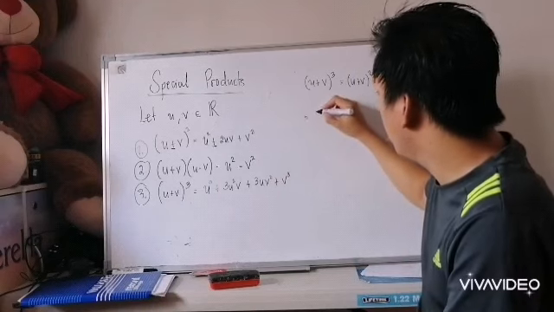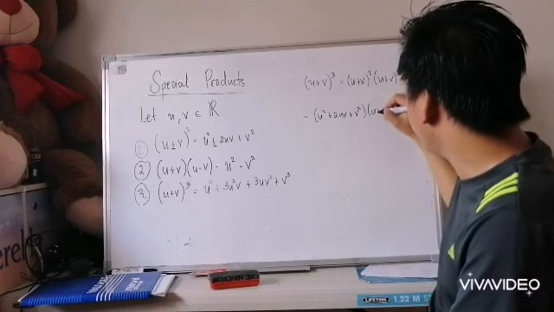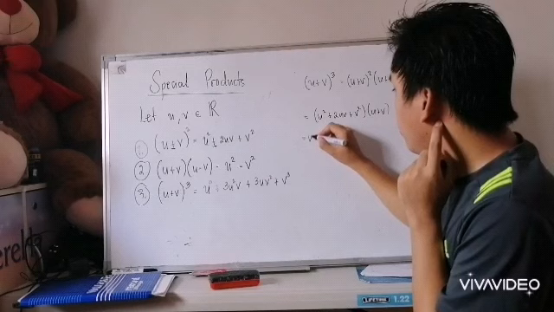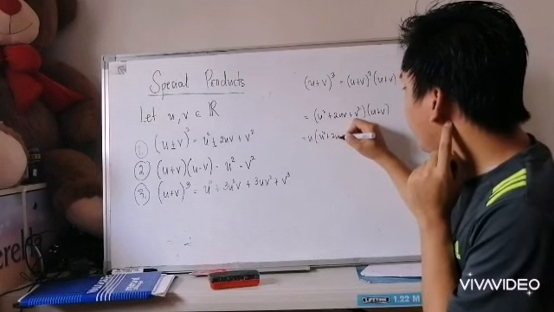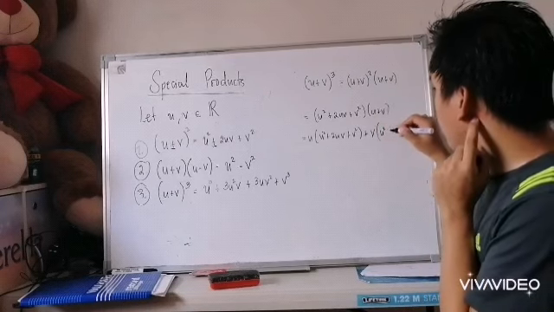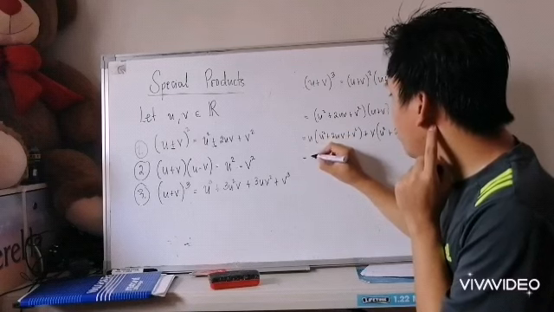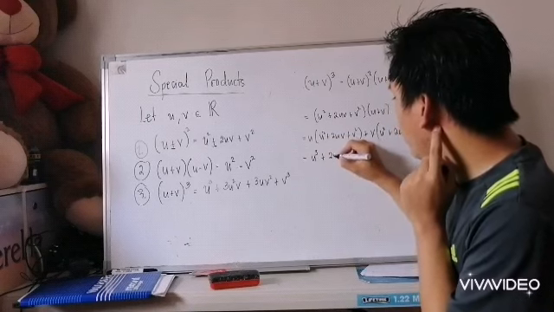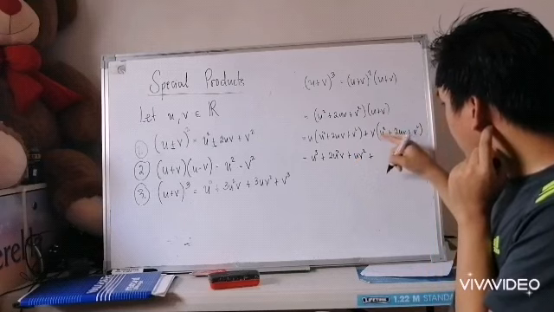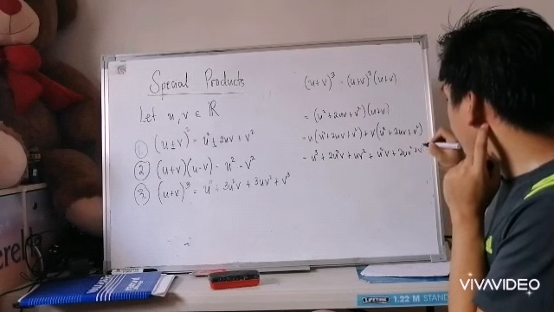So, this is already u squared plus 2uv plus v squared times u plus v. Okay? Now, I'm going to choose this to be partitioned. So, u times (u squared plus 2uv plus v squared) plus the v here times (u squared plus 2uv plus v squared). So, distribute this, you'll get u cubed plus 2u squared v plus uv squared. Okay? Plus, you get this, u squared v plus 2uv squared plus v cubed.